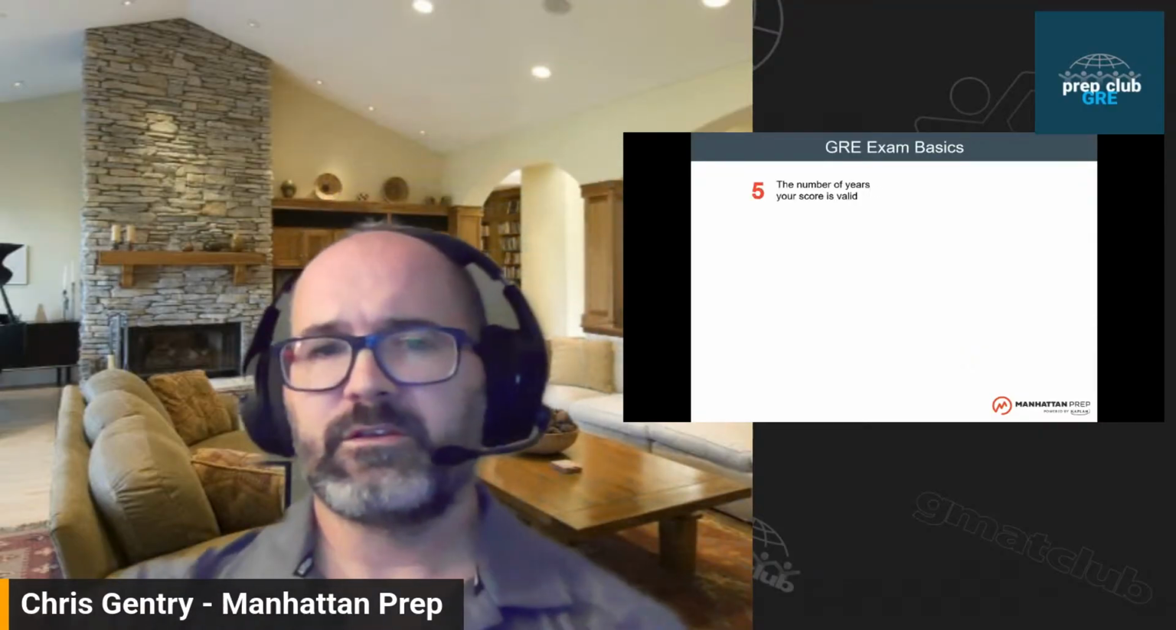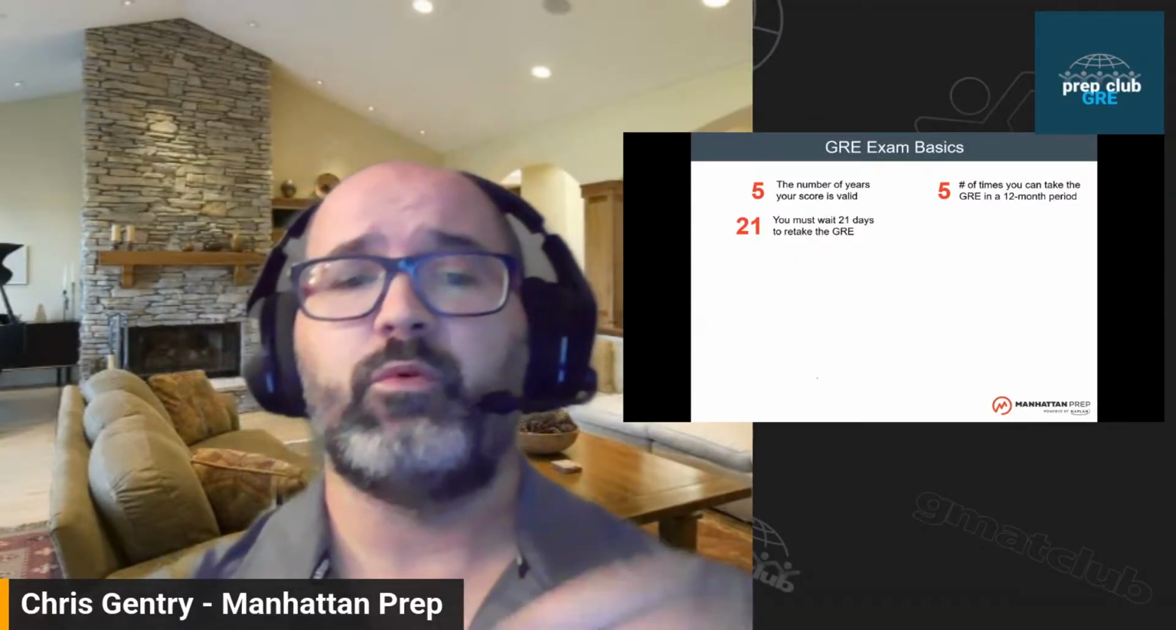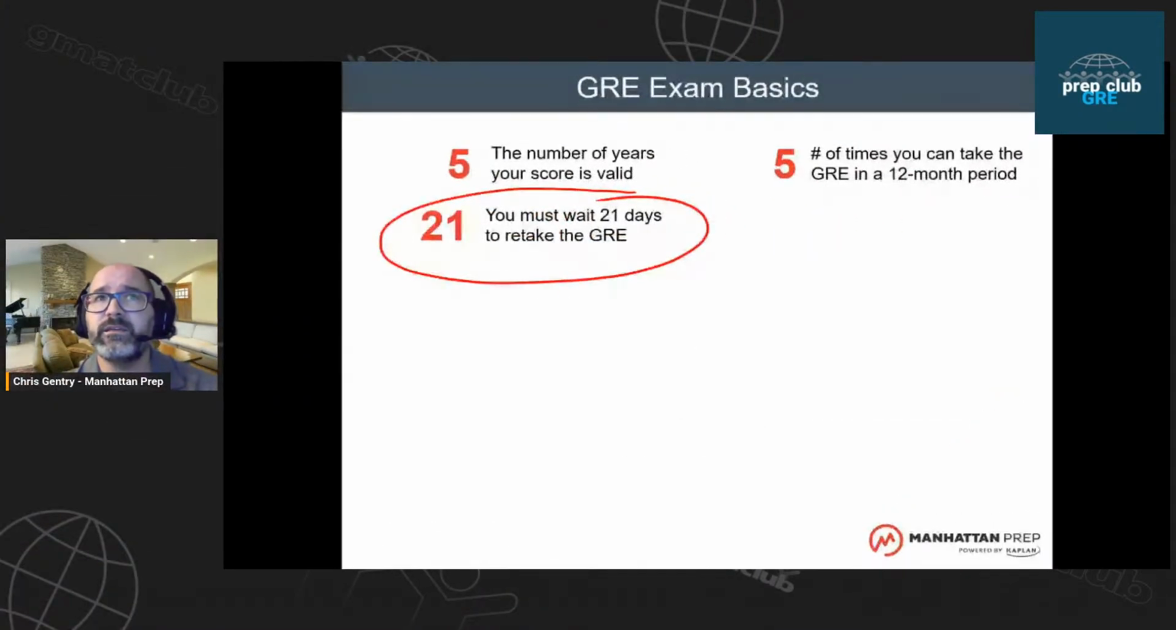But before we go there, some basics about the test, which you may not know. First, score is valid for 5 years. So make sure you get that done as early as you can. You can take it 5 times in a 12-month period. You will want to take it more than once, if at all possible, which makes this second point particularly important. You must wait 21 days to retake it. Remember that number. That is going to be important to you.